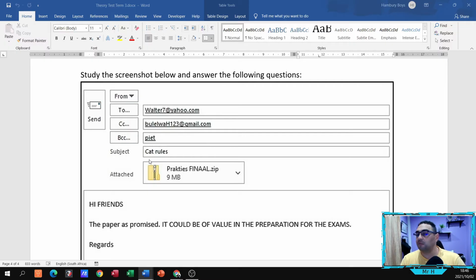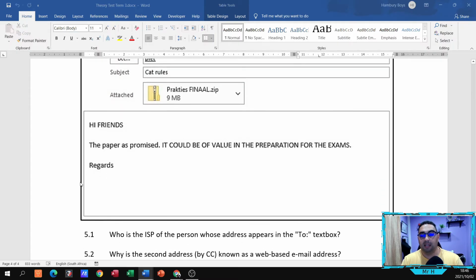Then we've got our subject. Obviously, you can type in whatever you want to. And here you can see we've got an attached file as well. It says, "HI FRIENDS, the paper as promised. It could be of value in the preparation for the exams. Regards." Oh, no one, because they didn't put their name.